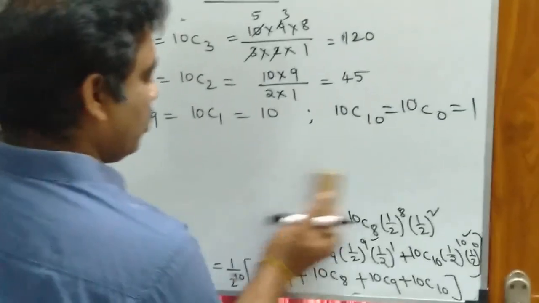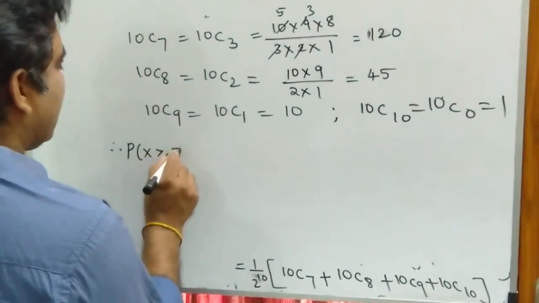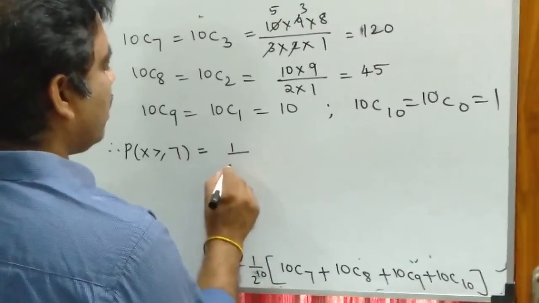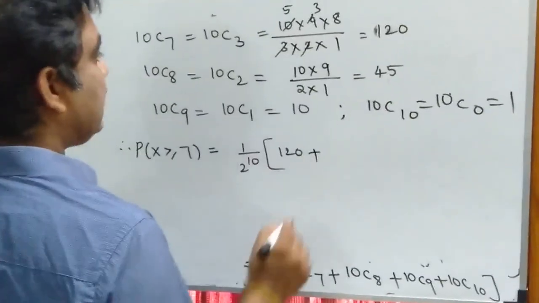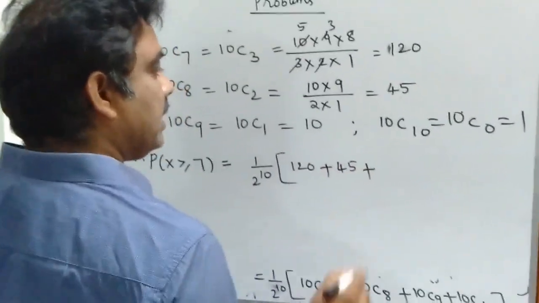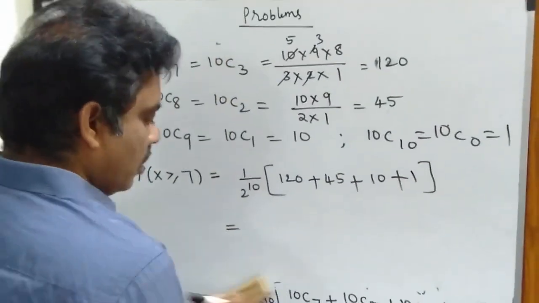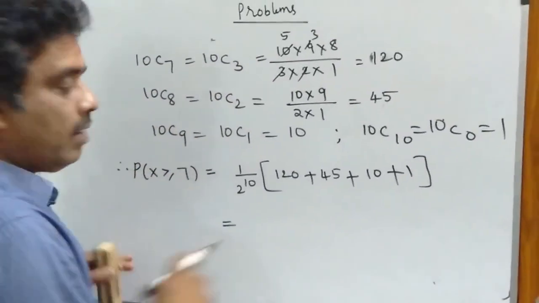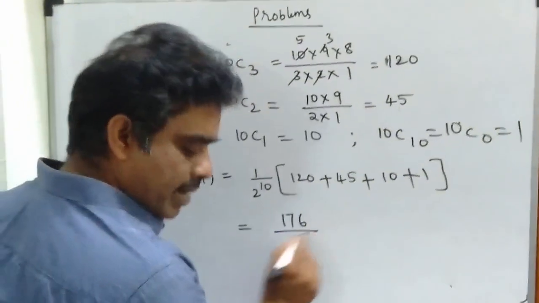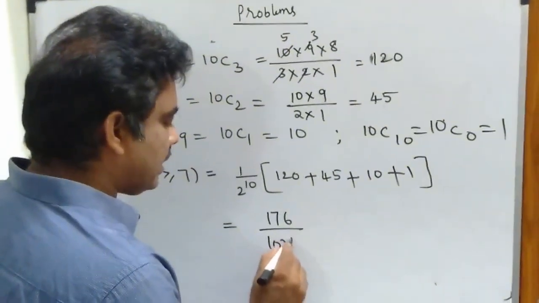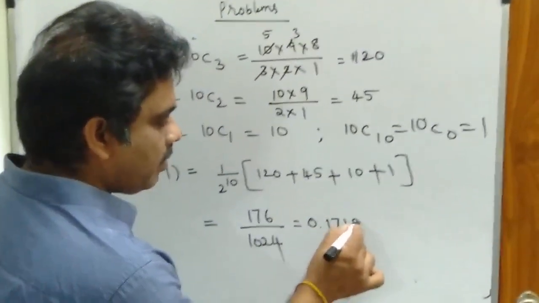So on substituting all the values, the required probability, that is probability of x greater than or equal to 7, is equal to (1 by 2) power 10 into [10C7 which is 120 plus 10C8 which is 45 plus 10C9 which is 10 plus 10C10 which is 1]. So on adding, the numerator is 120 plus 45 is 165, plus 10 is 175, plus 1 is 176, by the denominator 2 power 10, which is 1024. That value is approximately 0.1719.